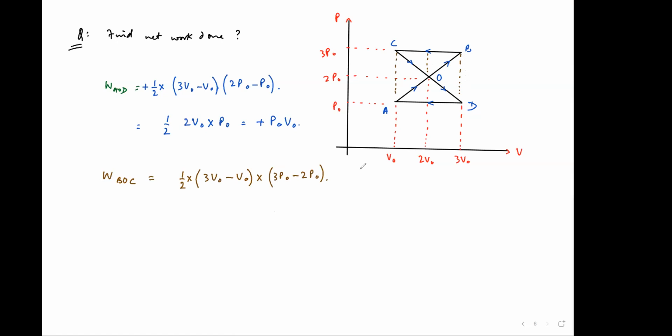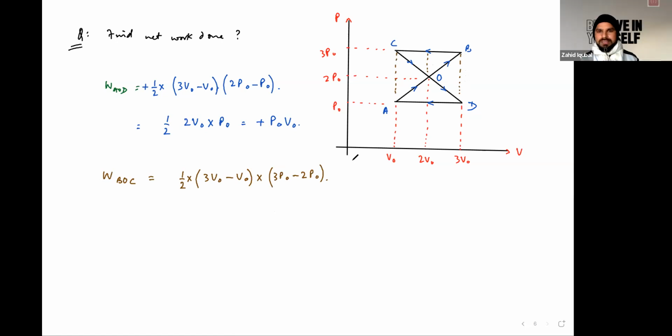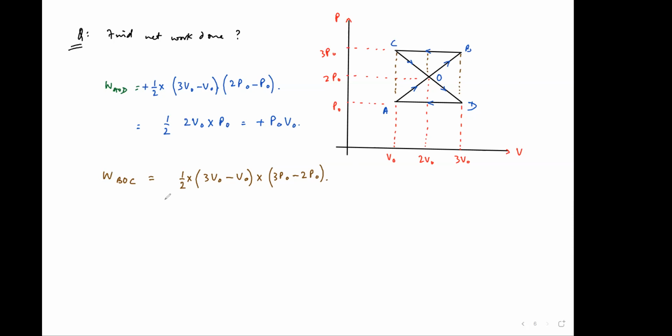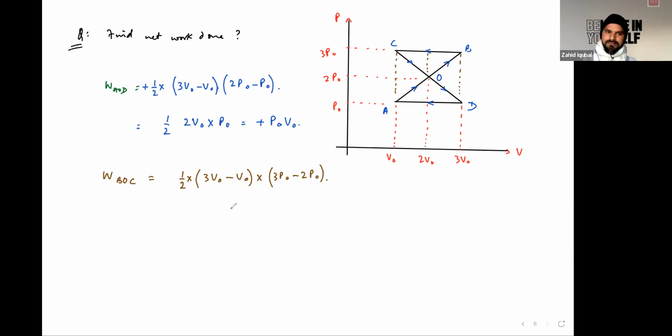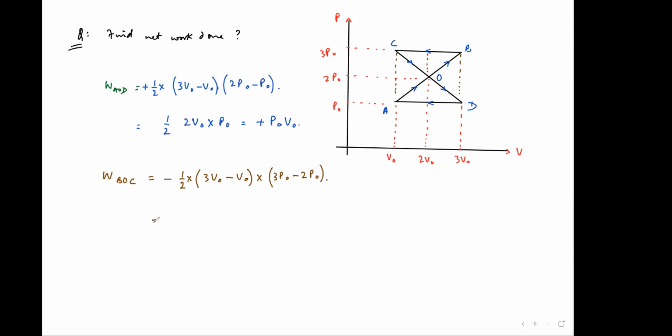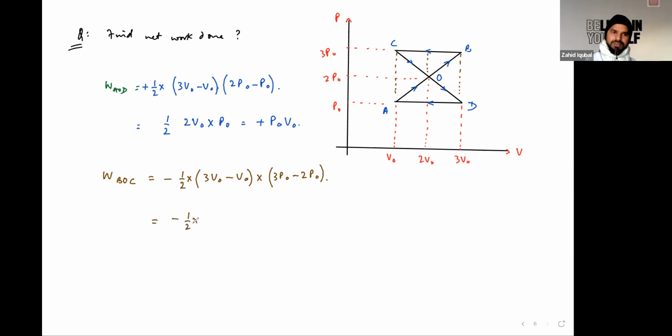Yes, sir. Now check the notation of direction of curve. Is it clockwise or anti-clockwise? Anti-clockwise. So work done in anti-clockwise taken as negative or positive? Negative. Good. So if you simplify it, minus 1 by 2, 3V naught minus V naught is just V naught, and 3P naught minus P naught is just P naught. So 2 and 2 will cancel out. So you're left with minus of P naught V naught. Is it clear?